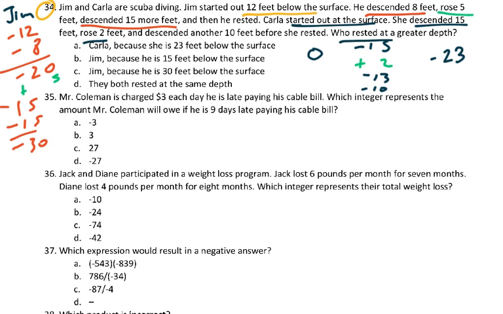So it asks you who rested at a greater depth. So who's deeper? Who's underwater more? So we can see that -30 is deeper than the -23. So it has to be Jim because he's 30 feet below the surface.